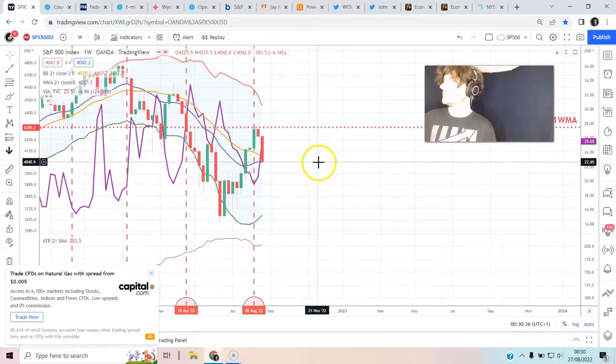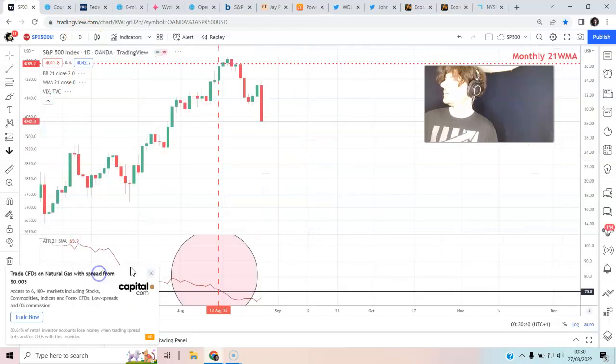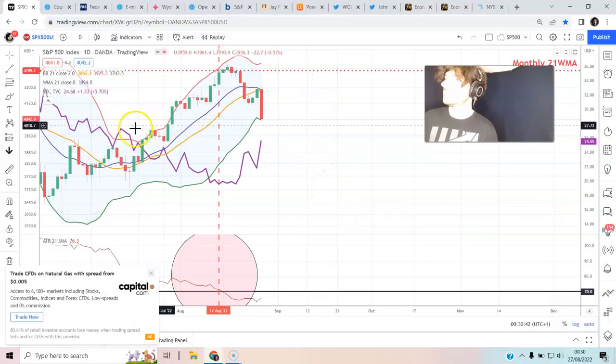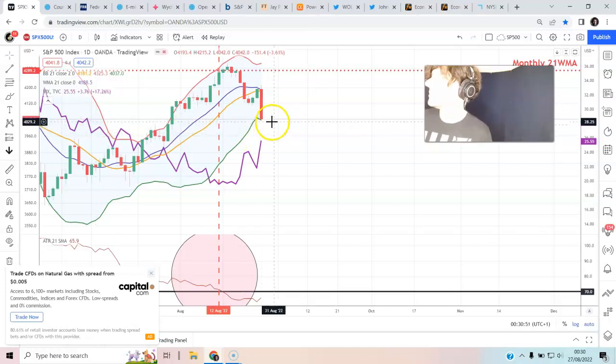4035. Let's have a look at that. What does that actually take us to? If I put it onto a daily, just to have a better look, 4035 will take us roughly here, which is just below where we are. And what's happening there?